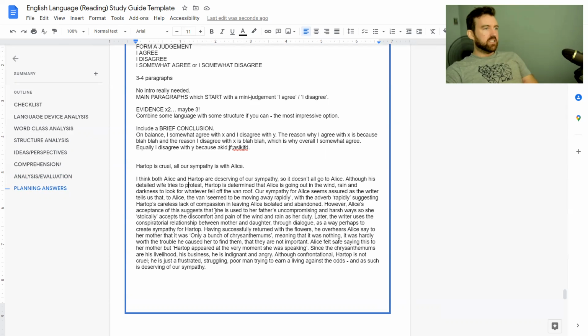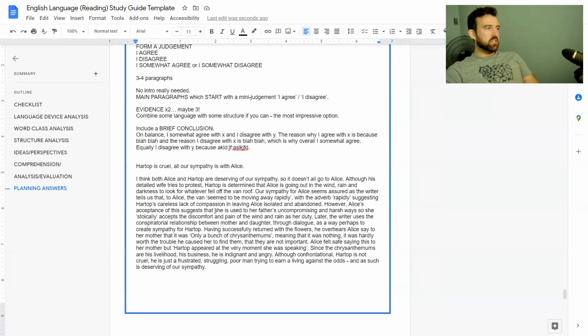Our sympathy for Alice seems assured as the writer tells us that to Alice, the van seemed to be moving away rapidly, with the adverb rapidly suggesting Hardtop's careless lack of compassion in leaving Alice isolated and abandoned. However, Alice's acceptance of this suggests that she is used to her father's uncompromising and harsh ways, so she stoically accepts the discomfort and pain of the wind and rain as her duty.